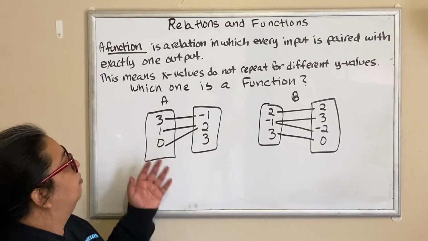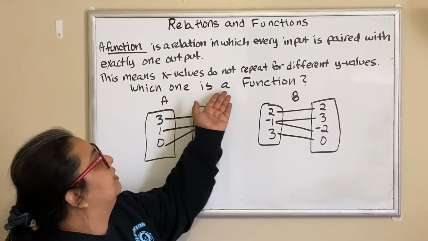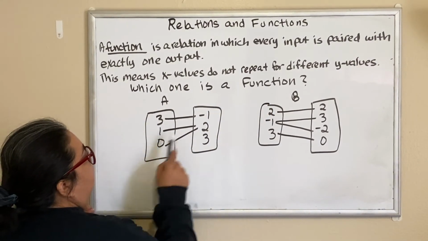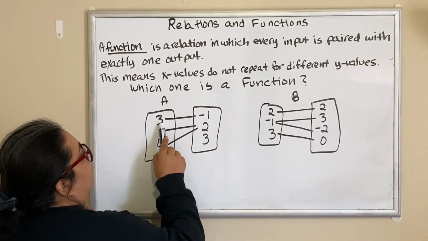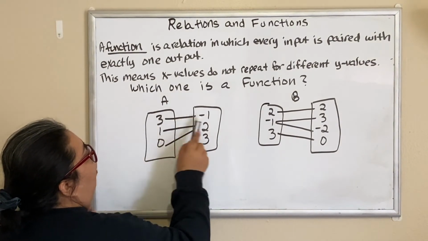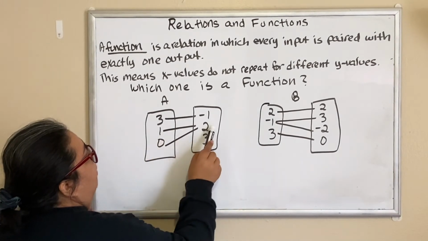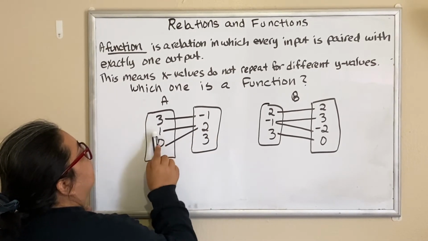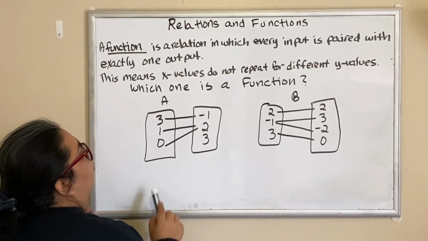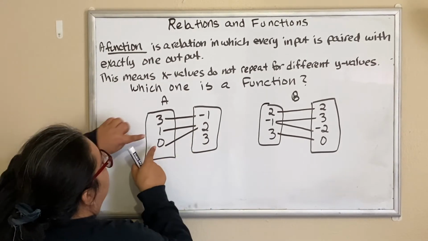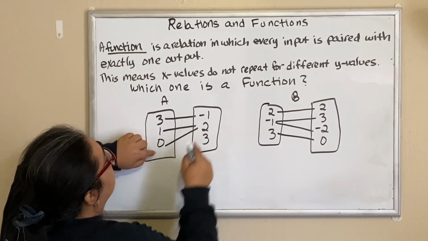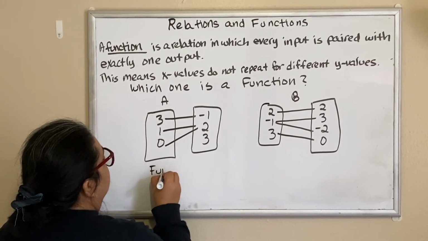Okay, I've got 2 examples here, and we're asking which one is a function. So here at A, let's look at our inputs. Here are our inputs, here are our outputs. I have 3 mapped to negative 1. That's 1 value for 3. 1 mapped to 2. That's 1 value for 1. 0 mapped to 2. That's 1 value for 0. Each of my inputs has 1 output. Even though 1 and 0 both have an output of 2, that's okay. 1 has 1 output and 0 has 1 output. So this is a function.